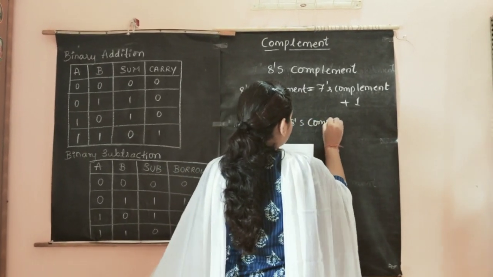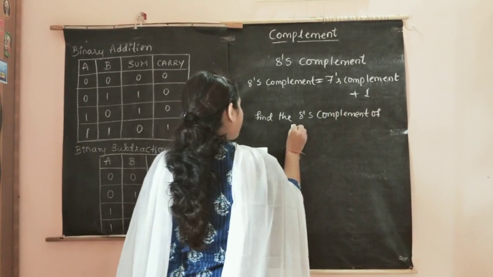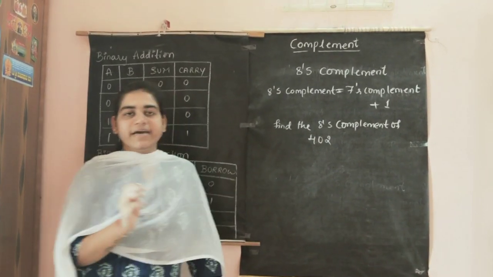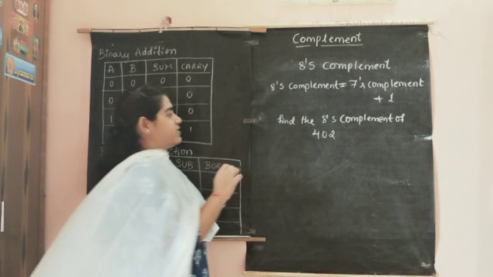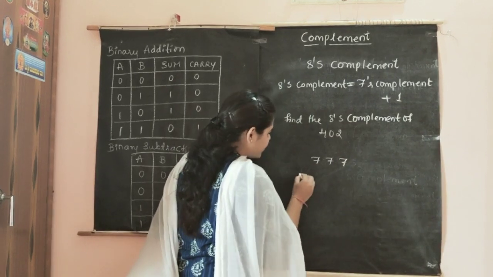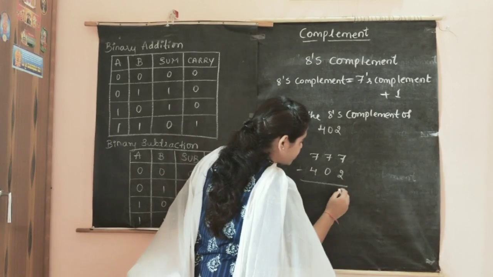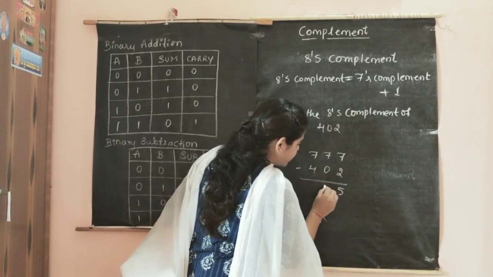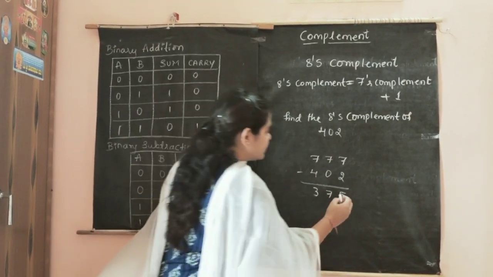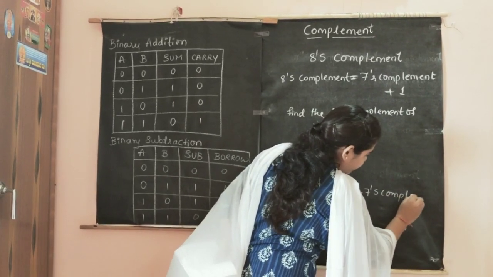We will consider the example: find the 8's complement of 402. As I already told, to find the 8's complement, first we have to find the 7's complement. To find the 7's complement, we subtract each digit from 7. 7 minus 2 is 5, 7 minus 0 is 7, 7 minus 4 is 3. Therefore 375 is the 7's complement of the given number.